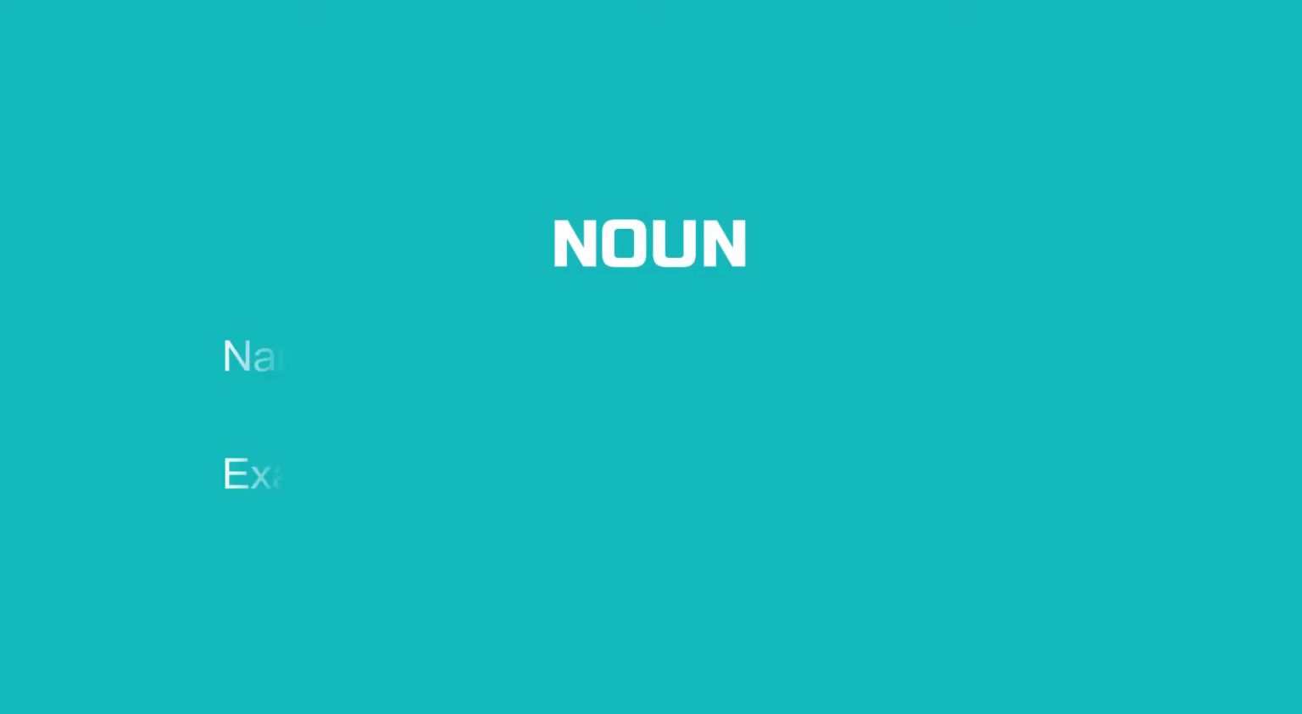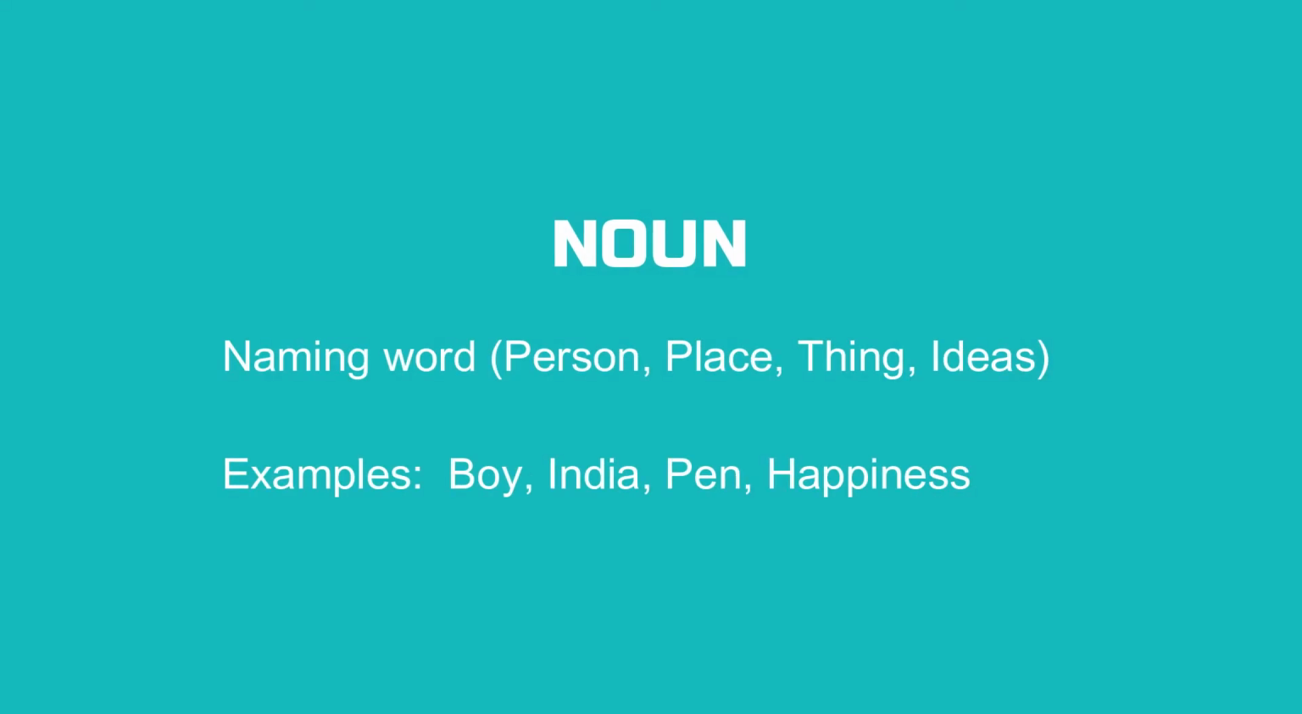Each part of speech has a specific use or function. Let's have a general overview of each one of these. First is noun. Noun is a naming word. It can be a name of a person, place, thing, and ideas. Example: boy, India, pen, happiness.